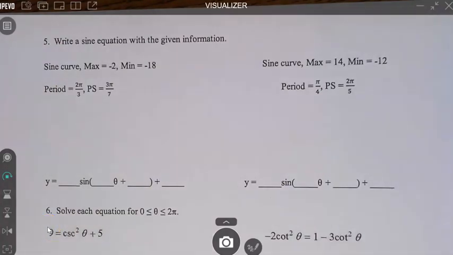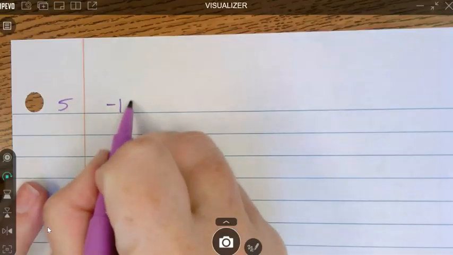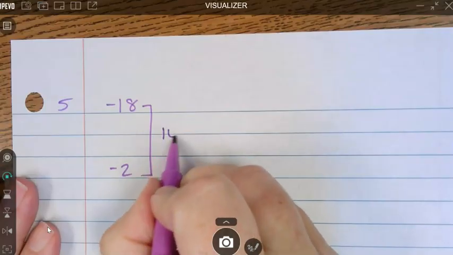Okay, so here we are on number 5. We are going to write an equation. I'm a visual person, so I'm going to write it like this. Negative 18 and negative 2. How far away are they? They're 16 apart.